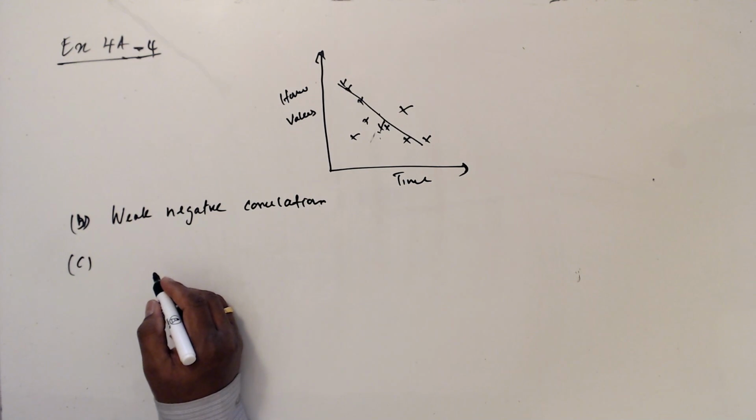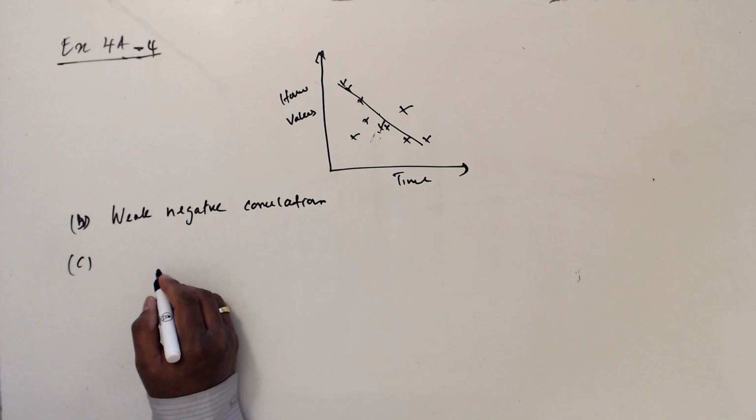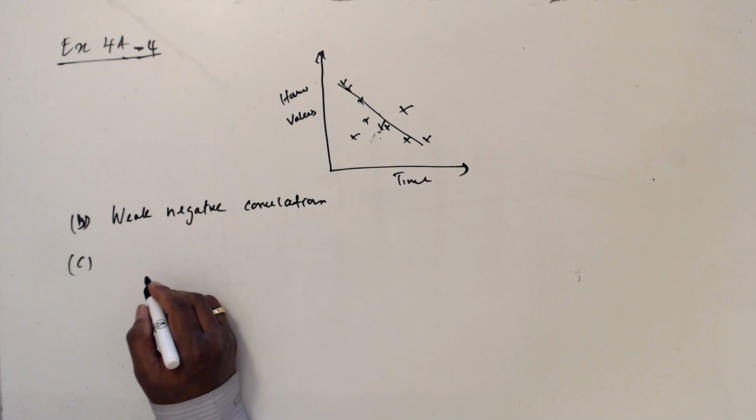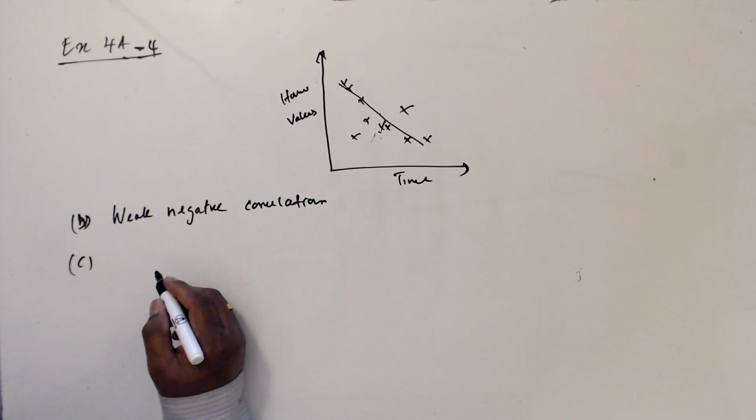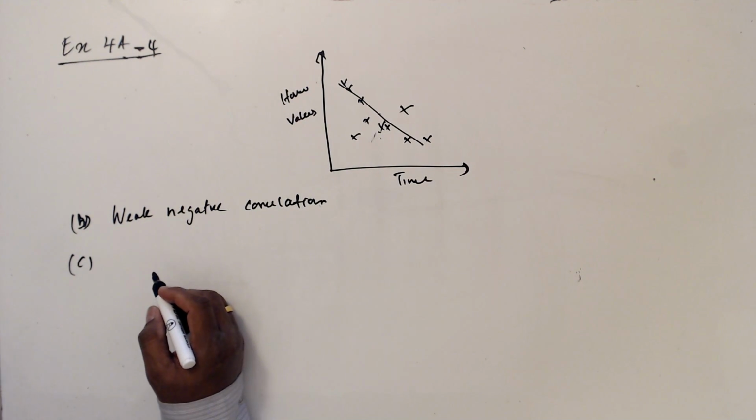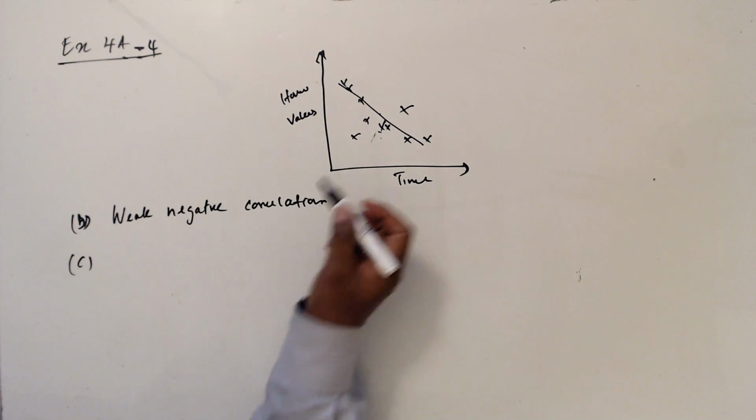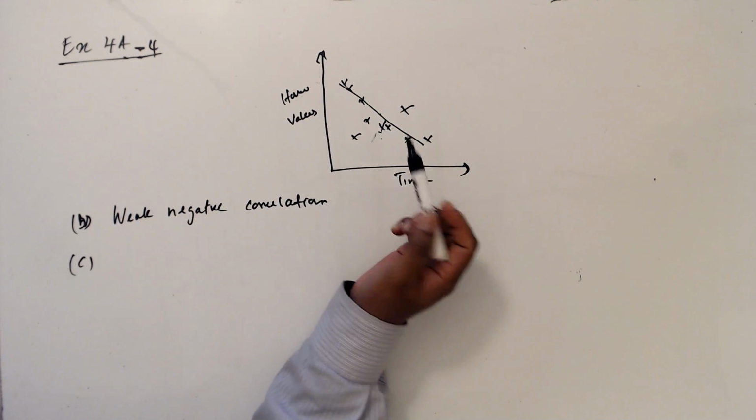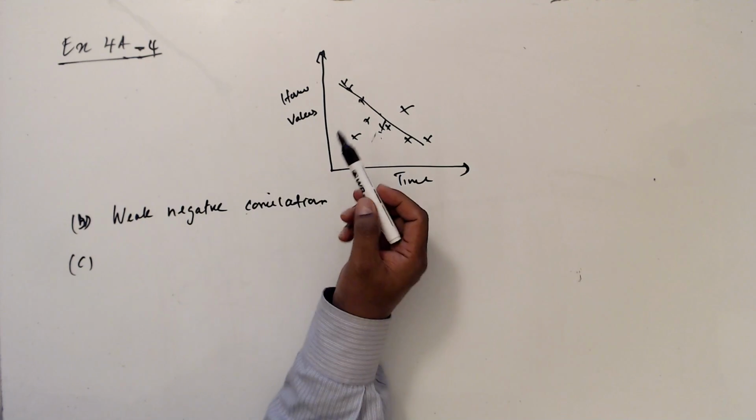And part C, give one reason why the donor's conclusion may not be valid. Because this is about the causality. If there is a real relationship between these two variables, the house price and the time, this is where our common sense works. So we have to use our common sense.